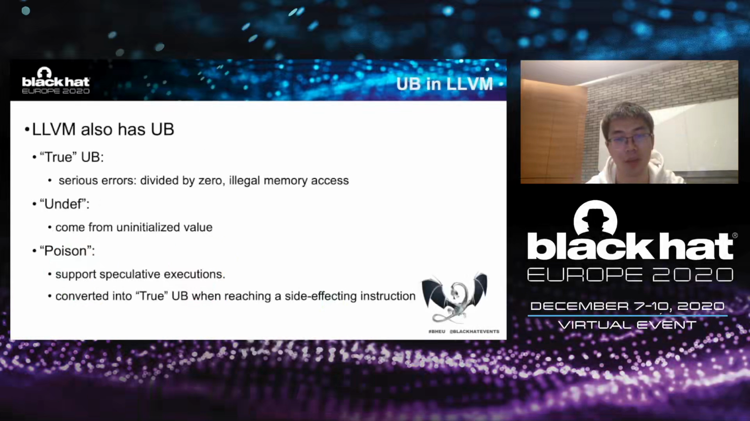LLVM also has undefined behaviors. They fall into 3 categories. First of them is true undefined behavior. It represents serious errors like dividing by 0 or illegal memory access. The second is called undef. They usually come from uninitialized values. The third kind is poison. They are introduced by compilers themselves. They are used to support speculative execution. We will discuss finding true undefined behaviors in this speech.